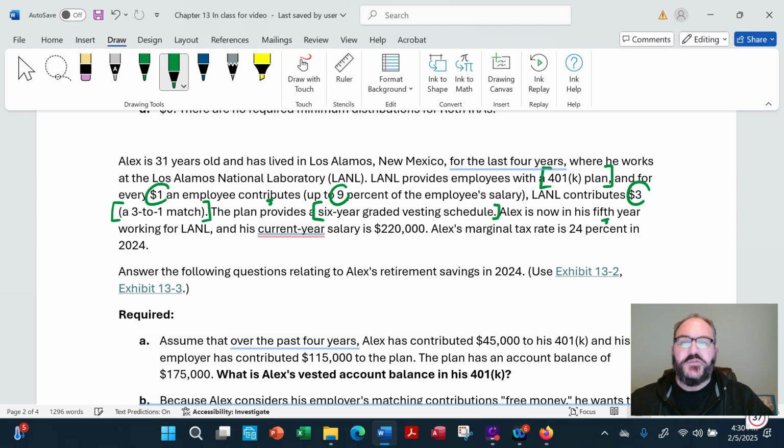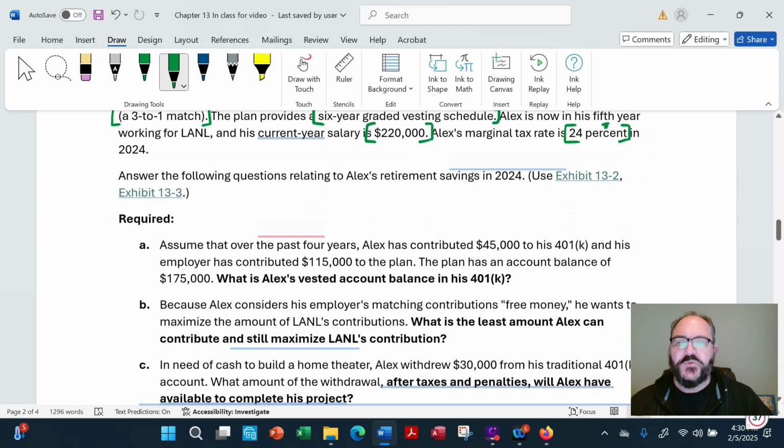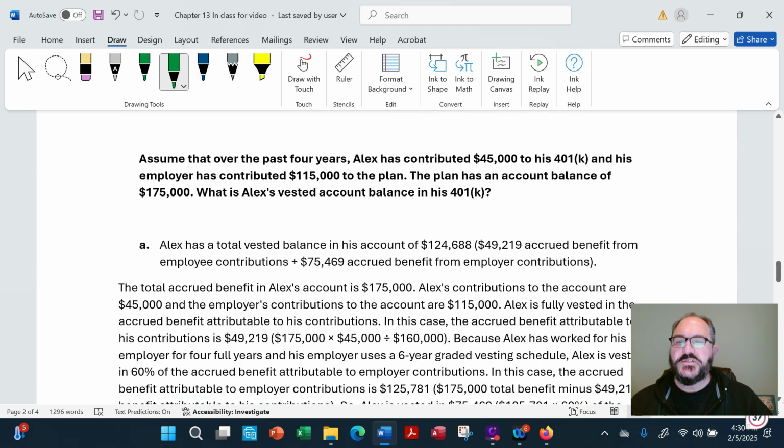So he's now in his 5th year, and his current salary is $220,000. His tax rate's 24%. Now, what they're going to do, they want to ask some questions. So what I did, I actually moved the questions down with the answers so you could see them. Okay, so let's take a look. All right. So here's the questions and the answer.